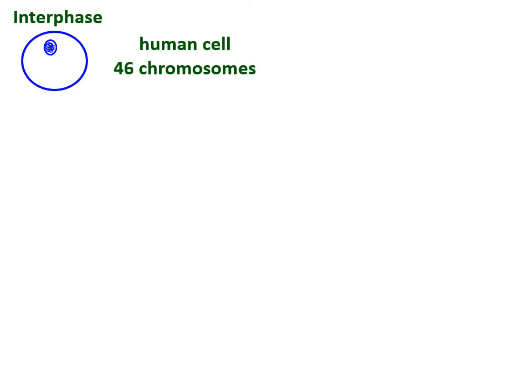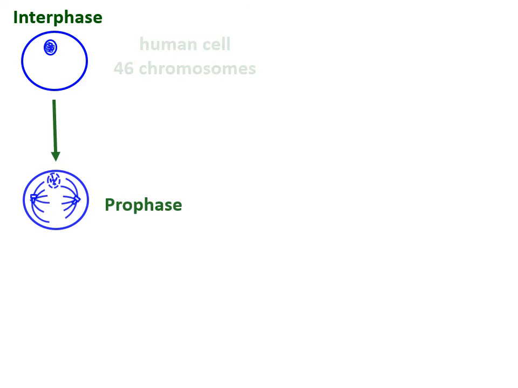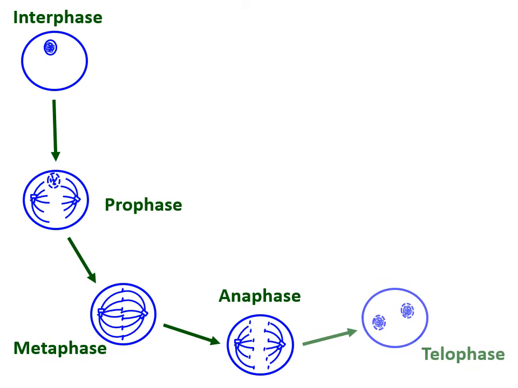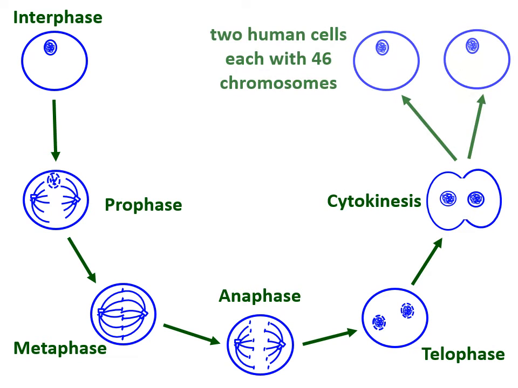So it starts off with a human cell with 46 chromosomes, and it goes through interphase, which is going to be duplicating the DNA. Then we go to prophase, metaphase, anaphase, telophase, cytokinesis, and then at the end of mitosis, we wind up with 2 human cells, each of which has 46 chromosomes. So now we're going to go through each one of those steps, one at a time, so that you can write down in your booklet what happens in each step. And you're also going to include a diagram as we go through.